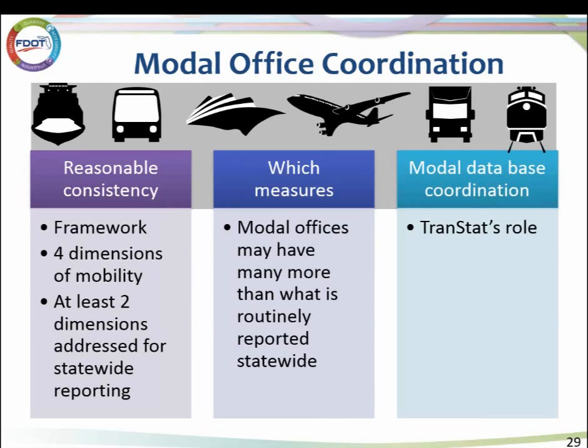Some examples: accessibility is an important measure for transit because system operators and riders need to gauge how accessible transit services are. Quality is important to aviation because airport operators and passengers need to know the likelihood of arriving on time. Similarly, utilization is important to the automobile mode because transportation agencies need to know how much capacity is used. And quantity is important to seaports because ports need to know how much tonnage is being moved. Modal offices may have many more measures than what we routinely report on a statewide basis in the source book.